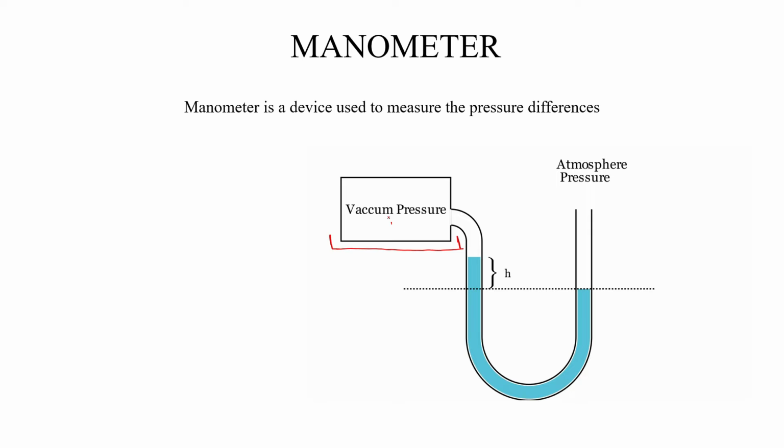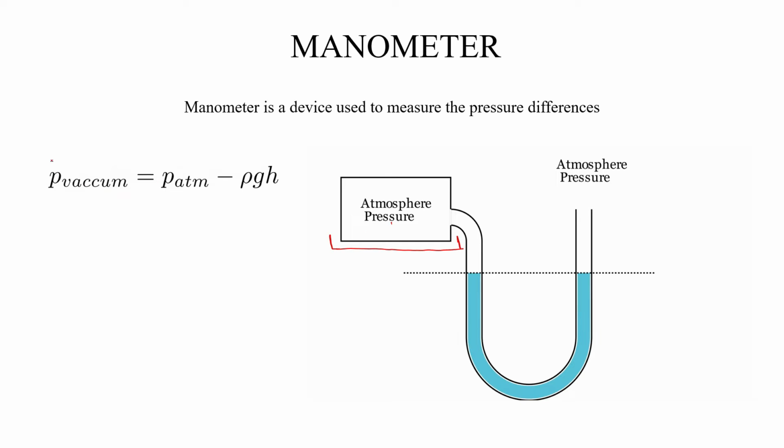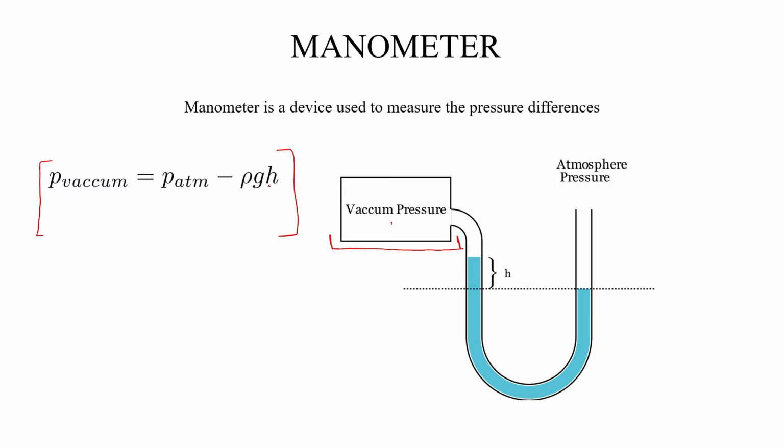You can see that when there is vacuum pressure, the liquid in the left column rises up. And when there is gauge pressure, the liquid in the right column rises up. And at atmospheric pressure, the liquid columns in both limbs will be the same. So by measuring this variation in height h, you can measure the pressure inside this vessel. This formula is used to measure the pressure. If you can measure h, then you can find out the pressure.